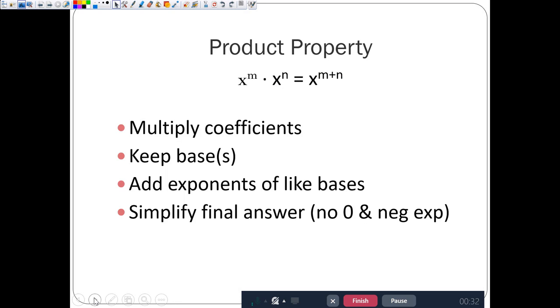So what we do is we multiply the coefficients, so that's going to be the number in front of the variable. Then we keep the base, so we're going to keep the variable. Then we're going to add exponents of like bases. So a like base would be x and x, or y and y. And then we are going to simplify the final answer. Remember that we cannot leave any zeros or negative exponents, okay?